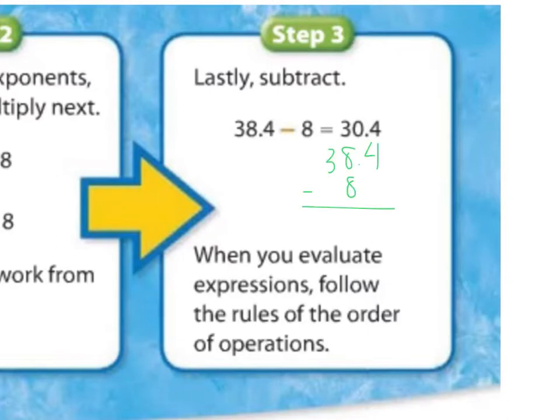Line them up just like that. Mr. C, well, the 8 doesn't have a decimal. Well, that's because whole numbers, they have a decimal right after the number. And then if I want to, I could add a 0 there. I could subtract straight down. And that's how they got 30.4.